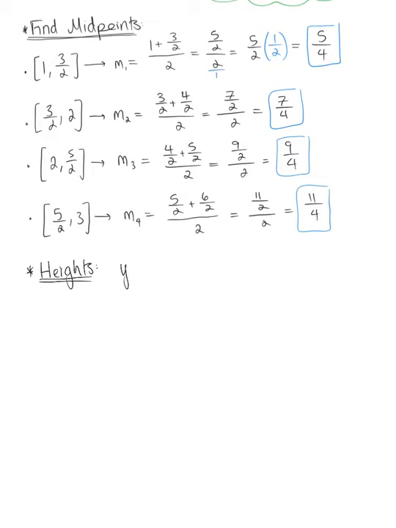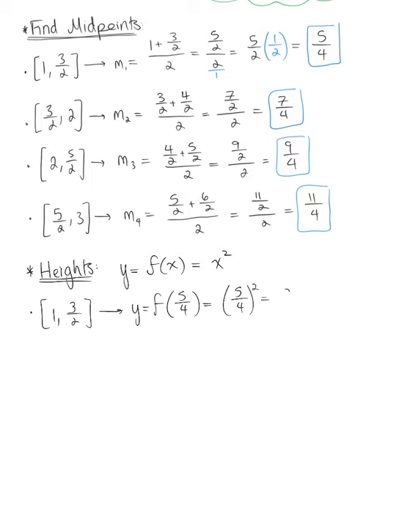So again, your height is the y value here, and our beautiful function is the parabola, or x squared. So in the subinterval 1 to 3 halves, we're using that midpoint. So we are calculating f at the midpoint 5/4. So we have 5/4 squared, which leaves us with 25/16. And no decimals. We want to use improper fractions here.